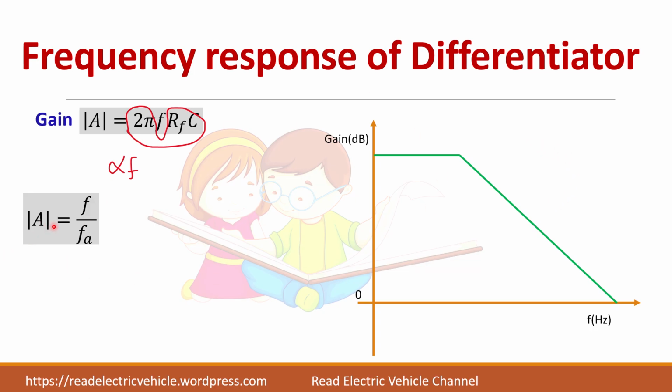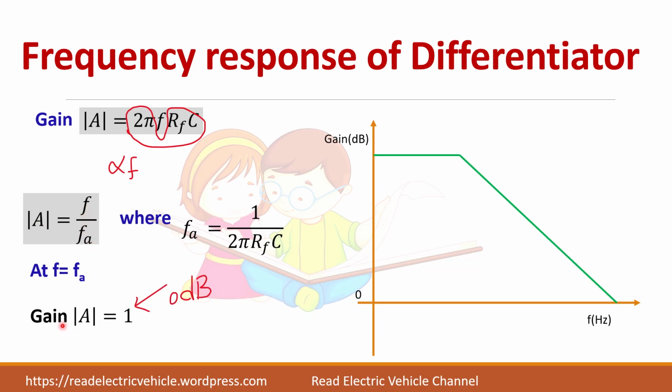So let us write F gain is equal to F divided by, so the remaining things 2 pi RF by RC, I am writing it as FA. So FA is equal to 1 by 2 pi RFLC. So I will get the gain expression like this, F divided by FA. So when both these frequencies are equal, the gain will be equal to 1. So what does it mean? It means that gain equal to 1 is a 0 dB line. So this line it is.